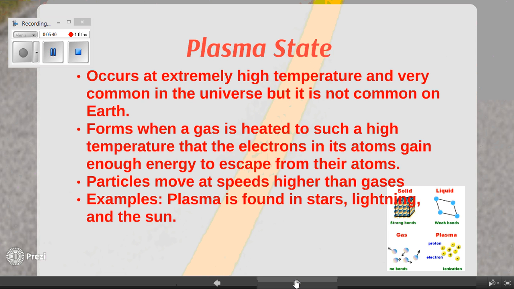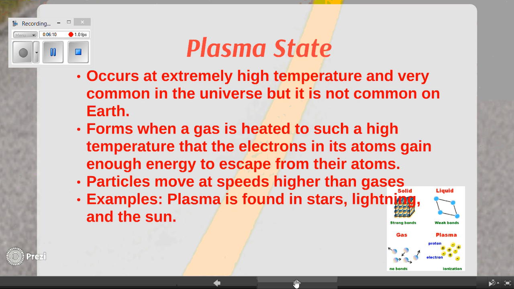Plasma states are formed when you take a gas. Plasma states are actually just a gas state of matter heated to a very high temperature. But it's heated to such a high temperature that the electrons that are part of the atoms in that gas get enough energy that they can escape those atoms. We talked about the atoms when we were discussing structure of matter, and we know that it has electrons. Well, this gas gets so heated up that those electrons are able to escape from those atoms. So that's very, very high temperatures.